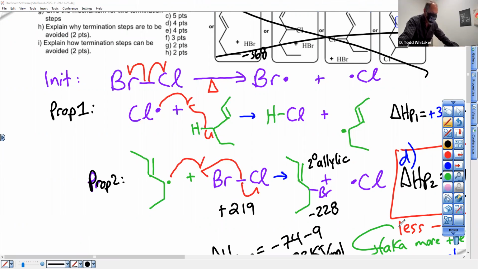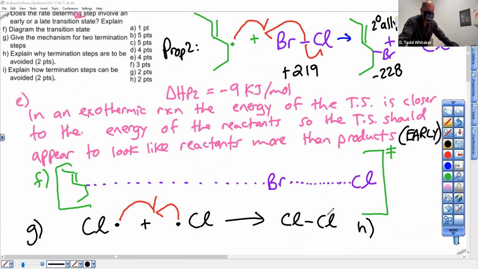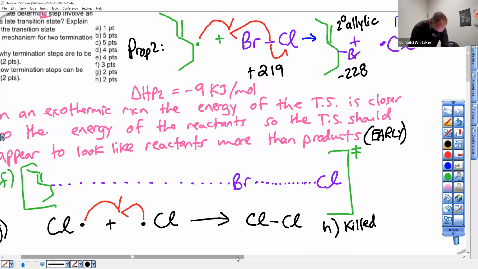Prop 1. What happens if the chlorine radical is no longer there? Can you do propagation step 1? No. If you're using up chlorine radicals like you just did, you killed prop 1. Use those words literally. Termination. If you're terminating people, you're killing them, right? Okay, bad analogy, but you killed prop 1. That's the answer to why it's a bad thing.